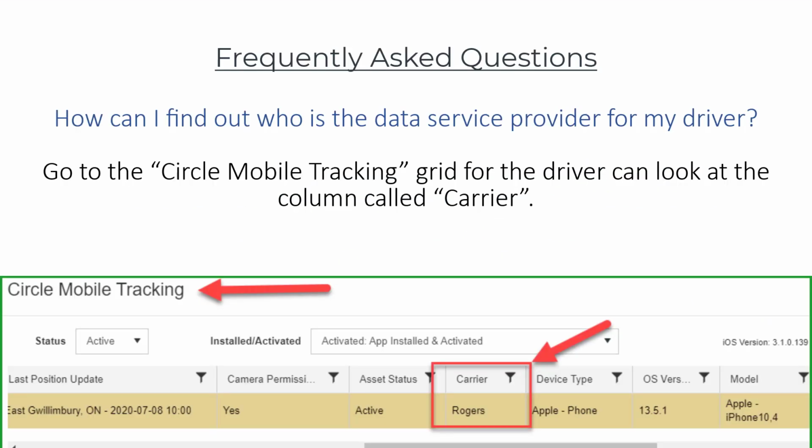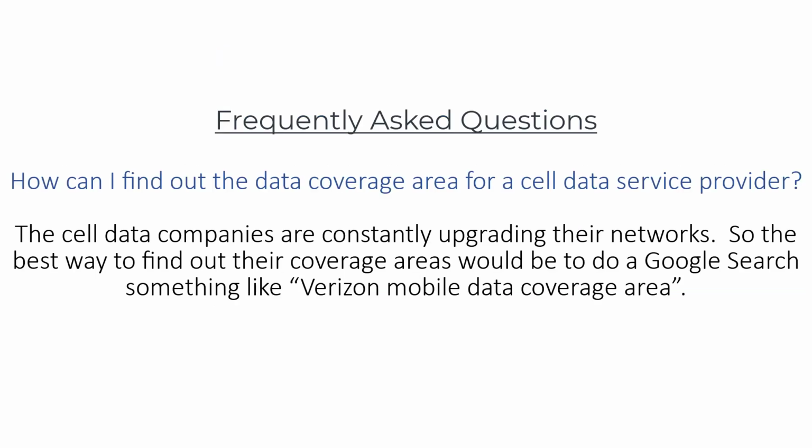Here are some frequently asked questions. How can I find out who is the data service provider for my driver? Go to the Circle Mobile tracking grid for the driver and look at the column called Carrier. How can I find the data coverage area for a cell data service provider? The cell data companies are constantly upgrading their networks, so the best way to find out their coverage areas would be to do a Google search, something like Verizon Mobile Data Coverage Area.